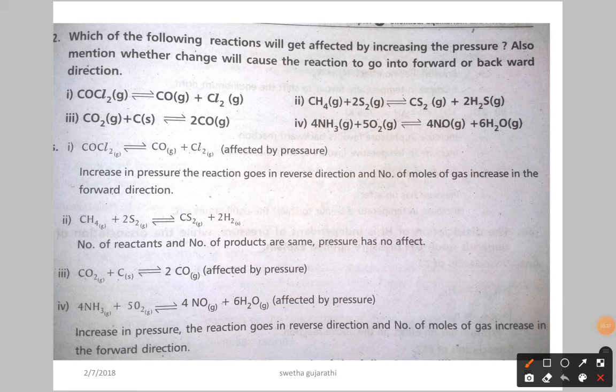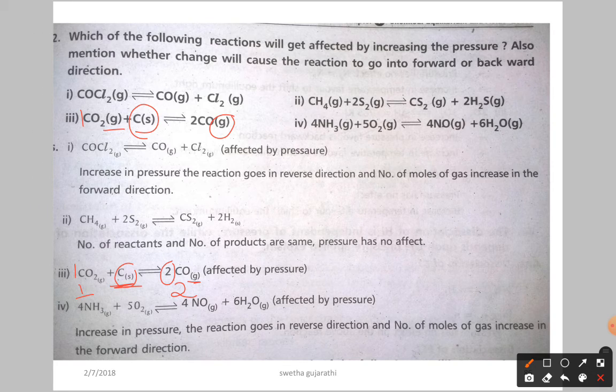Here we have 1 mole of carbon dioxide, and a solid, and again a gas. So 1 mole of carbon dioxide is a gas. The solid we are not going to consider. Then we have 2 moles of CO, which is a gas. So the total number of moles of gas is 2 on one side and 1 on the other.